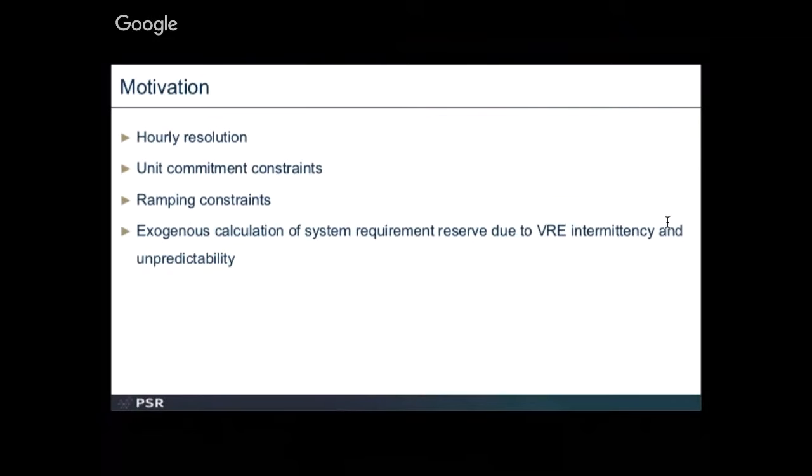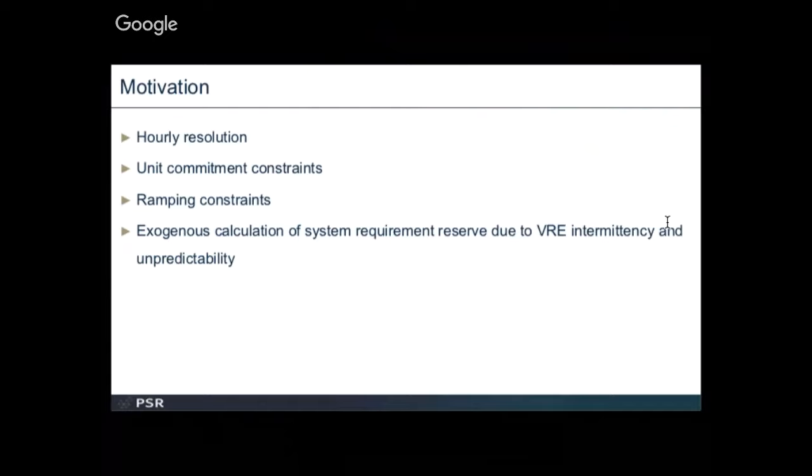So, just talking about some of the main features of the model. It's an expansion planning model, as I said, with hourly resolution, addressing unit commitment and ramping constraints, and an exogenous calculation of the system reserve requirement, which is the way that the model deals with renewable source intermittency and unpredictability.